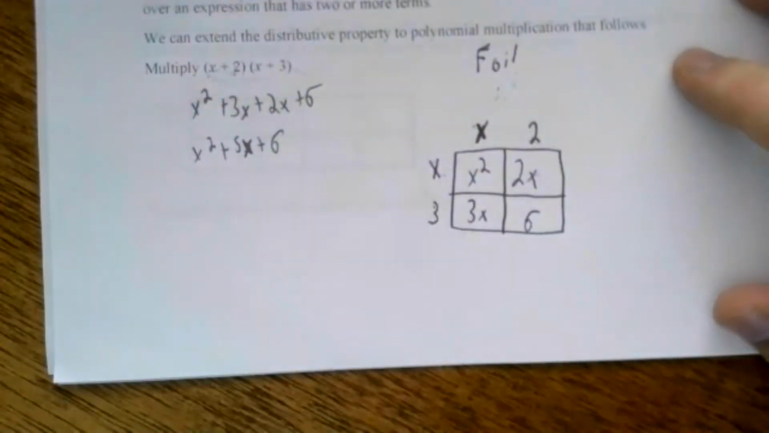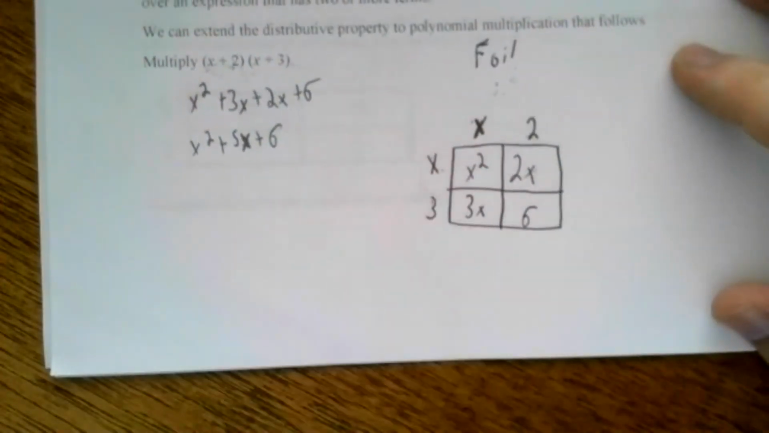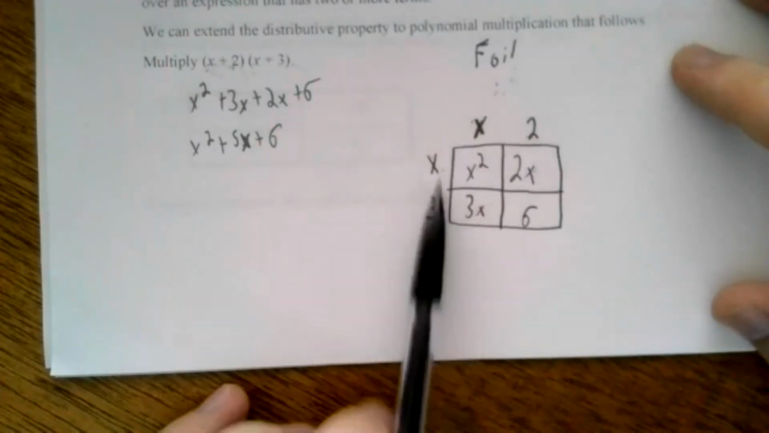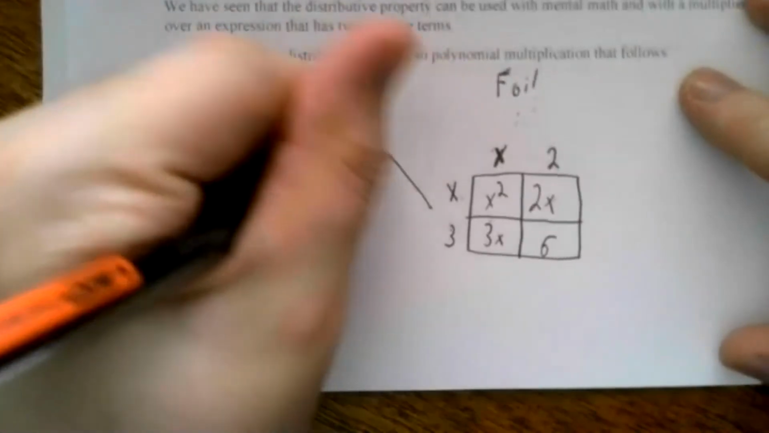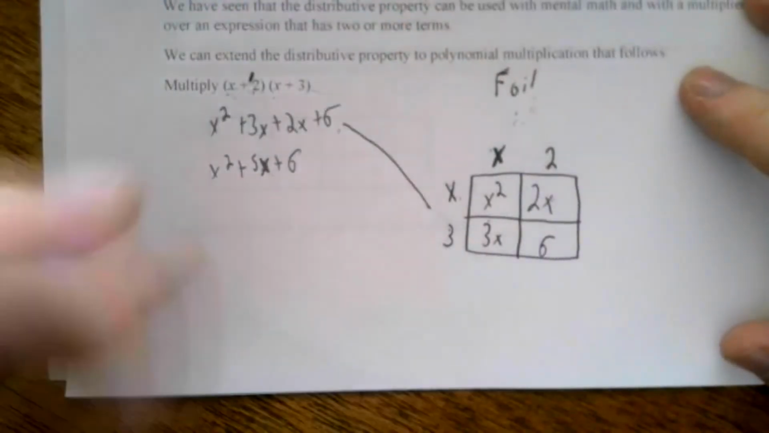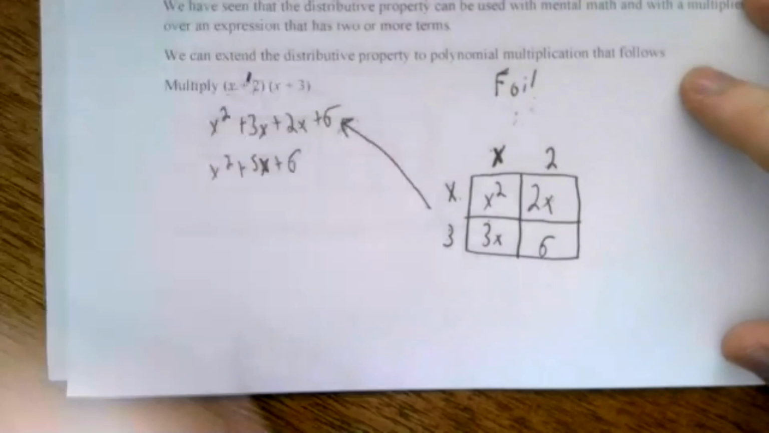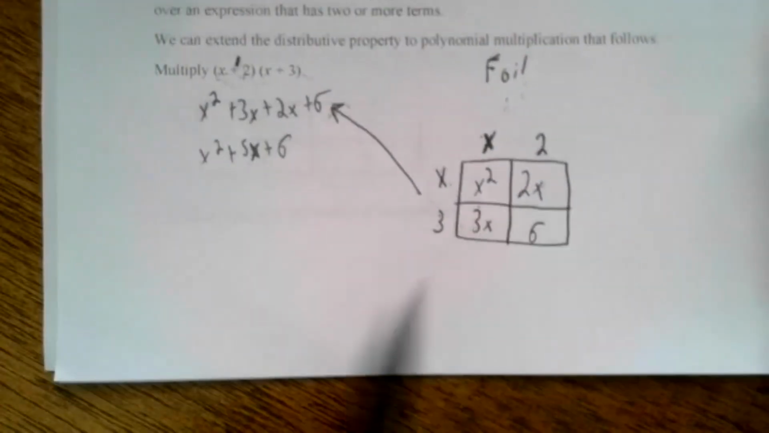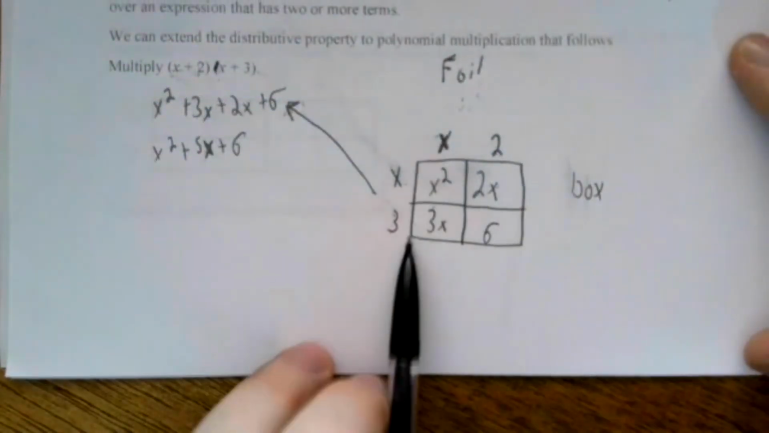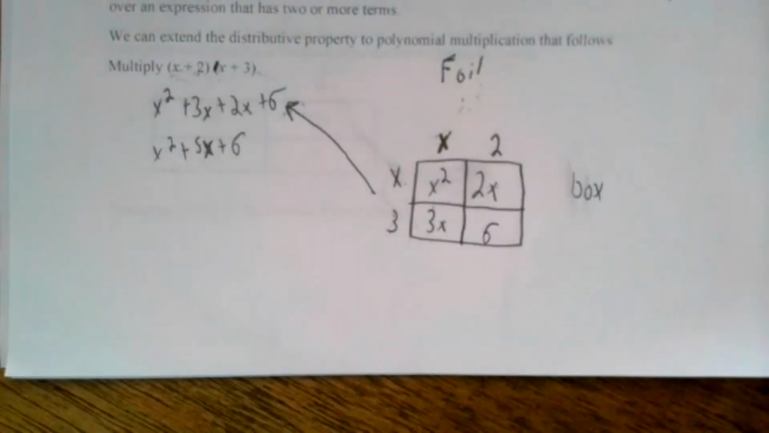Okay. And then what I do now is I just add those all together. And hopefully you can see that this box right here, these 4 terms, are the exact same thing that I found up here. It's the exact same thing, right? And then all I need to do is just combine those to get this answer again. So this one we call the box method. And the width and height of your box just depends on how many terms you have in the first and second parentheses.